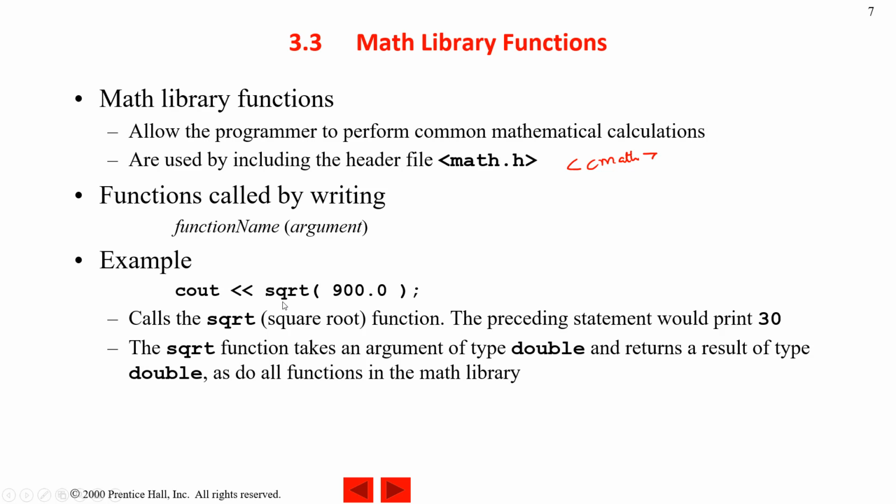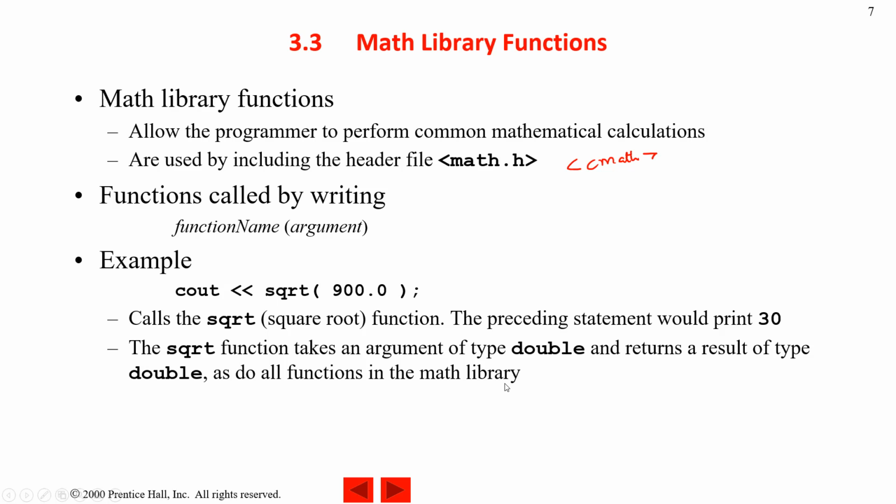Cout sqrt 900.0. It means that the value being passed to this square root function is a real value, so it can be a float or a double value. 900.0 means that the return type is also going to be a float or a double. So the sqrt function takes an argument of type double and returns a result of type double, as do all functions in the math library.